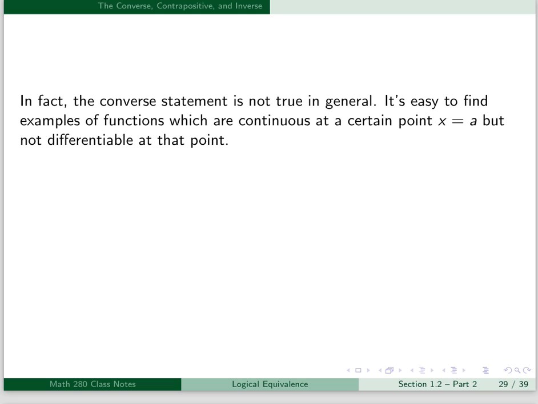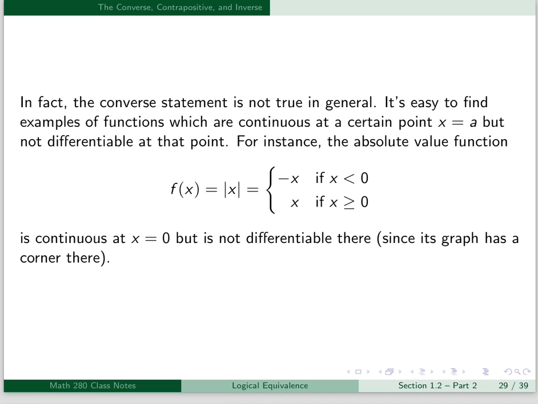It's easy to find examples of functions which are continuous at a certain point x equal a, but not differentiable at that point. For instance, the absolute value function, which is defined by f of x is the absolute value of x, is negative x if x is less than 0, and x if x is greater than or equal to 0, is continuous at x equals 0, but is not differentiable there, since its graph has a corner at x equals 0.